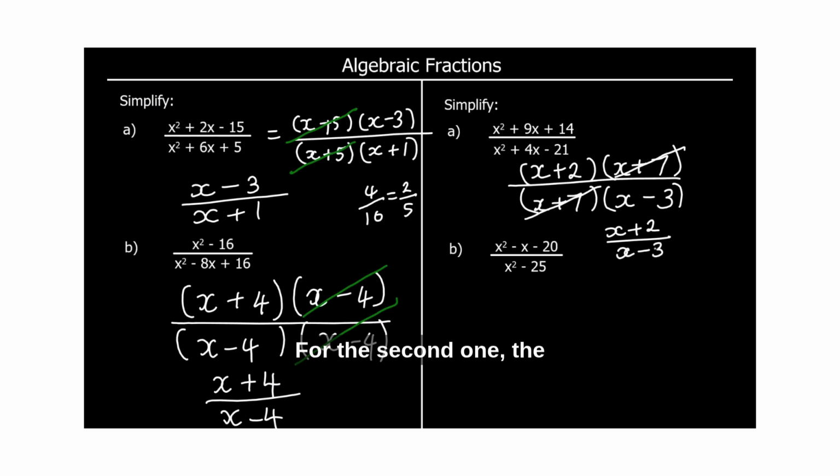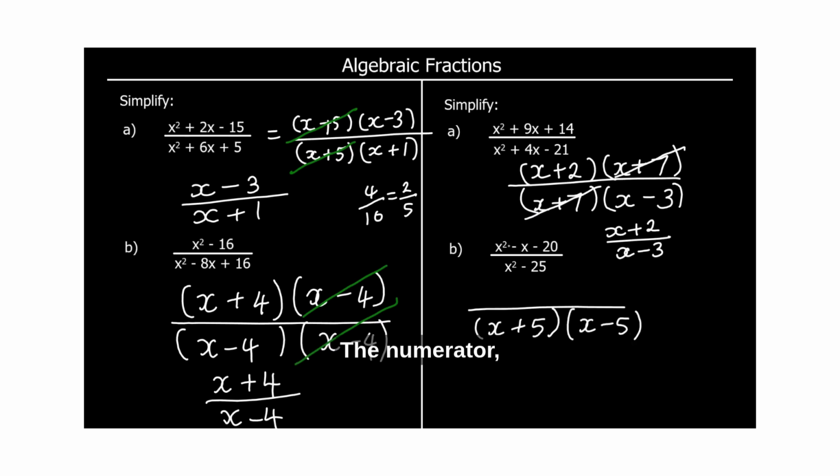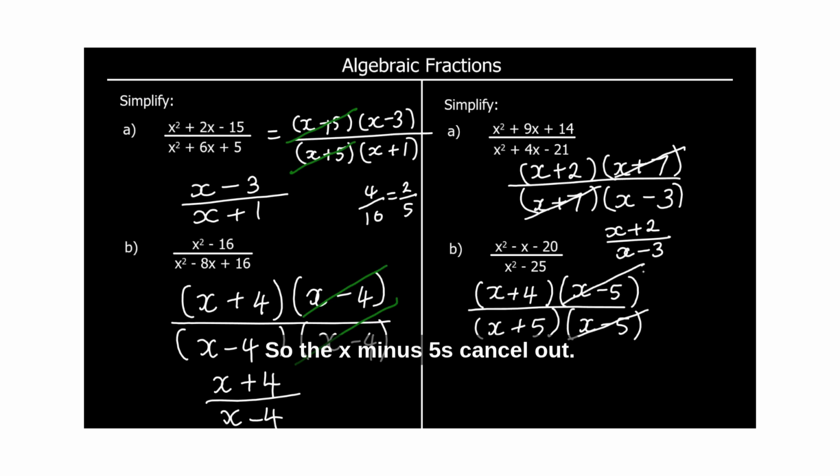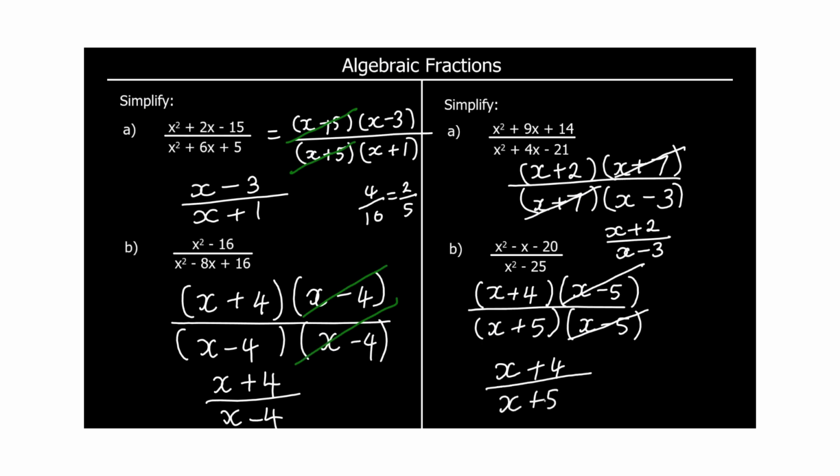For the second one, the denominator is the difference of 2 squares, x plus 5 times x minus 5. The numerator, what multiplies to make negative 20 and adds to make negative 1? It's 4 and 5. It's going to be plus 4 and minus 5. So the x minus 5's cancel out. We're left with x plus 4 over x plus 5.